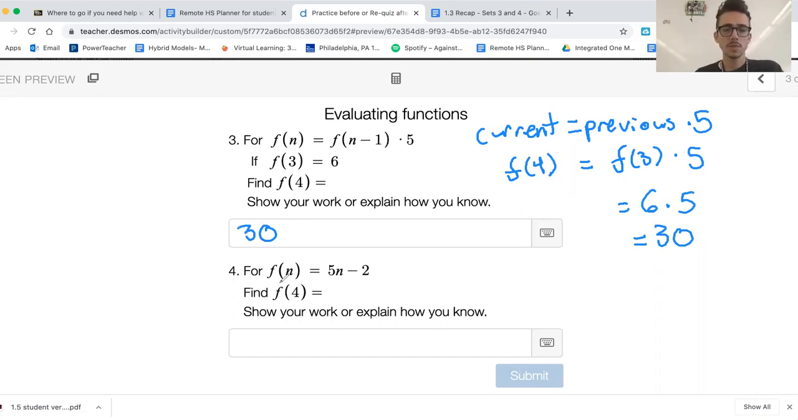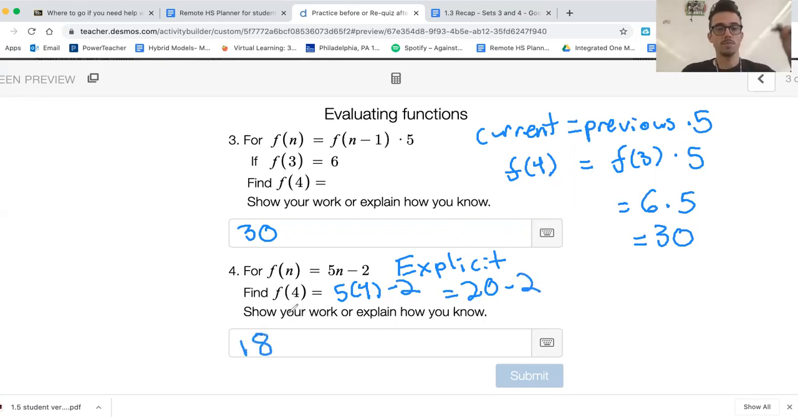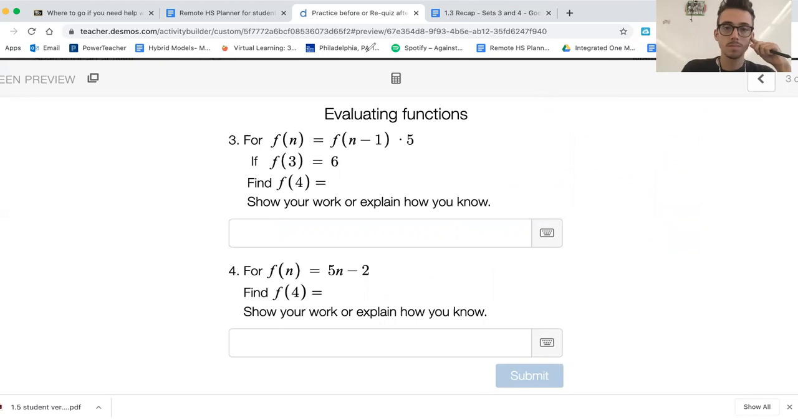Hope that helps. You have your next one, an explicit function, because no matter what we plug in for n, we're going to get some output. We don't need to know the previous term there. So this is pretty simple, just 5 times 4 in place of n. It's equal to 20 minus 2, 18, boom, the age to vote. Pause the video, copy this if you need it. Let's keep this party going.